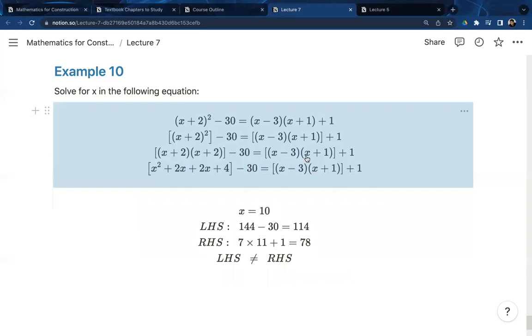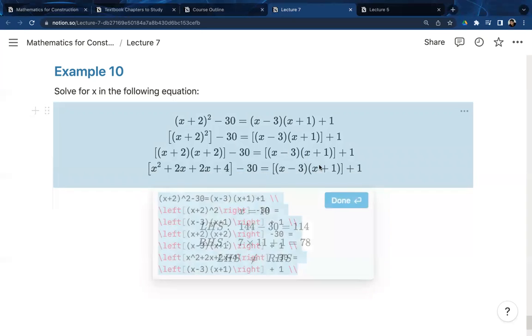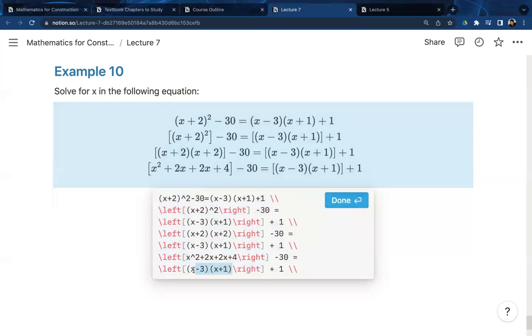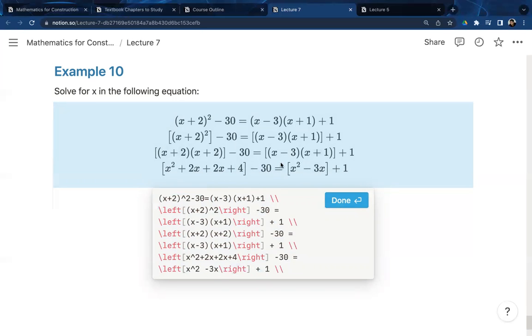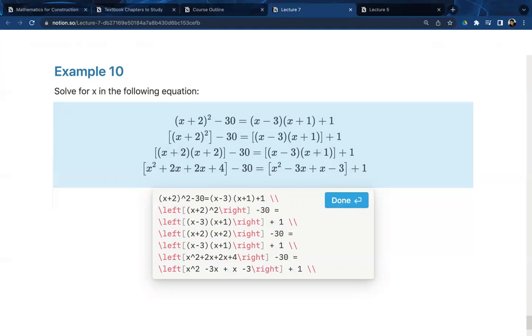The right hand side here now, the x minus 3 by x minus 1. We could do that. This is x squared. Minus 3 by x is minus 3x. Then x by 1 is minus x. And minus 3 by minus 1 is plus 3.